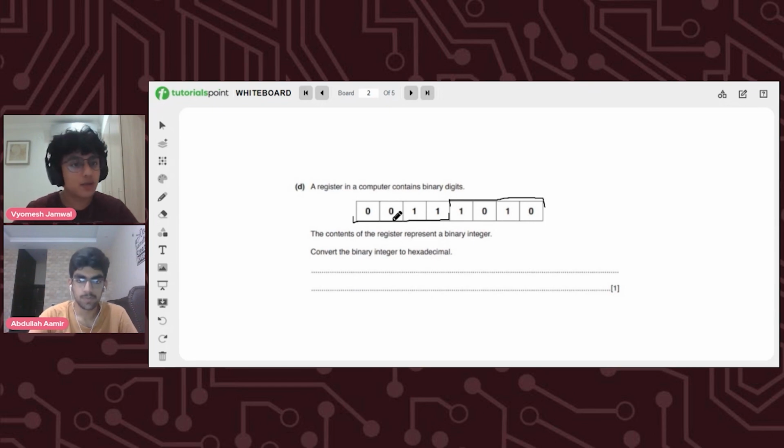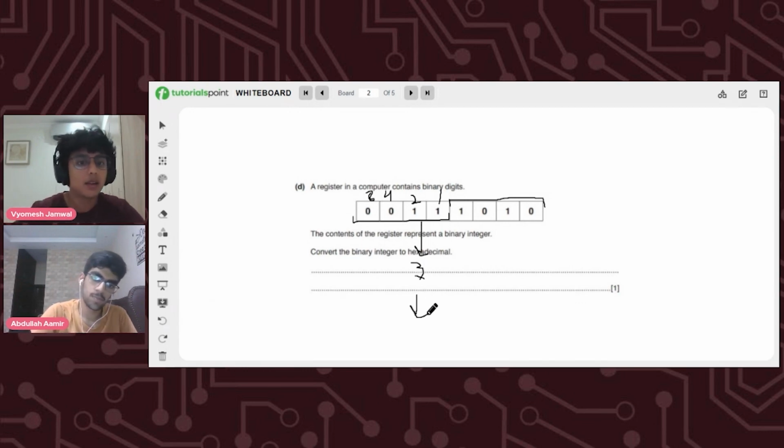So, looking at the first nibble, which is 0011, we convert that into denary first of all. It'll be 2 plus 1, which is basically 3 in denary. And 3 in denary is equivalent to 3 in hexadecimal, so we can keep it as that.